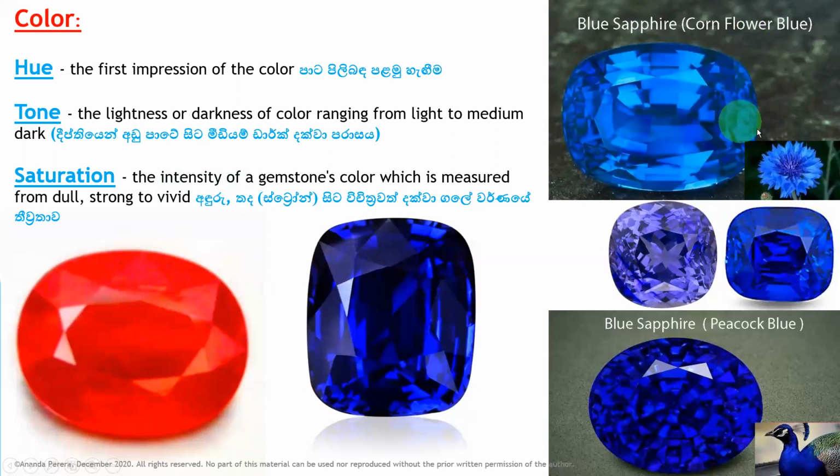Look at the blue sapphire here. It is cornflower blue. This is the cornflower. There are a lot of colors of this flower, but this blue color one is the cornflower blue. Look at these blues. All are blue sapphires. This is called peacock blue. All are vivid. Saturation vivid. Tone is very good. Hue, nice hue.